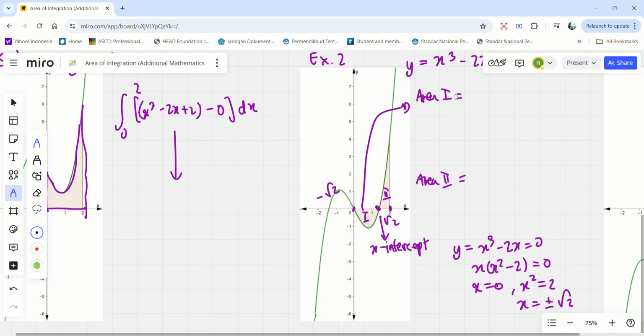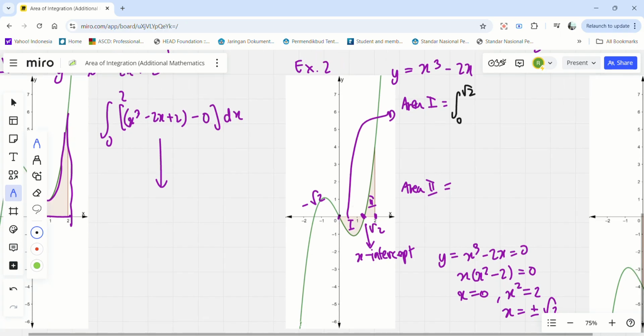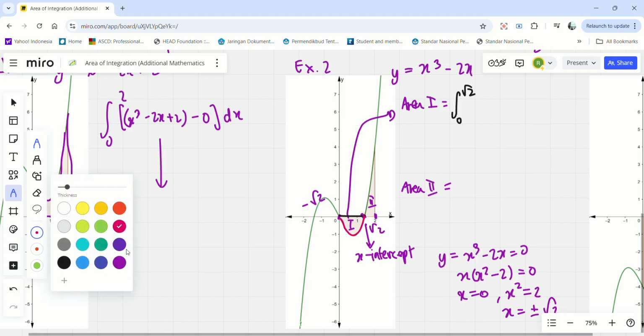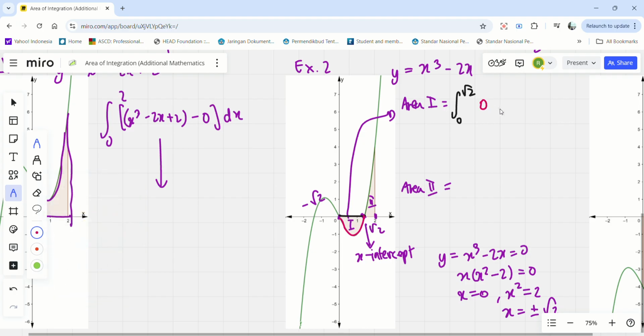Then whenever we set up area number 1, it means from 0 all the way to root 2, and then see who is the top and who is the bottom. The top is the x-axis now, which is 0, subtracted by the function x cubed minus 2x. Then you do the calculation.